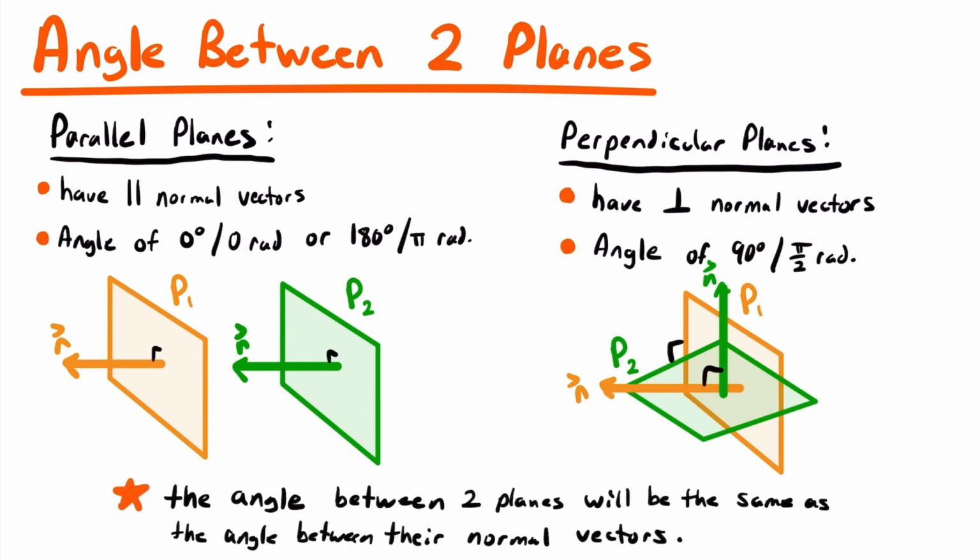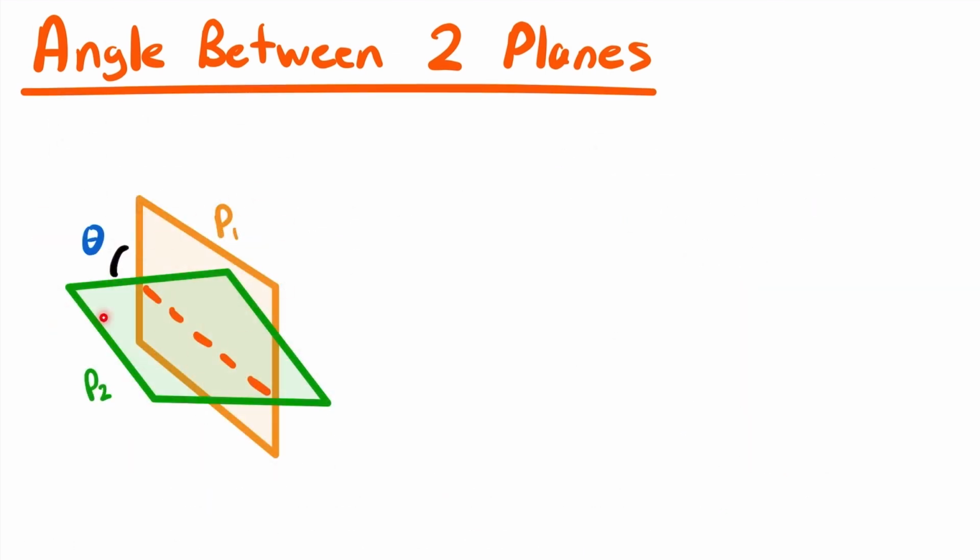Okay, and so since the angle between two planes will be the same as the angle between their normal vectors, we can find the angle of intersection between any two planes by finding the angle between their normal vectors. Okay, and we can find the angle between two normal vectors for two planes using our formula for finding the angle between two vectors. All right, so here we have two planes that intersect, and there's an angle between those two planes that we want to find.